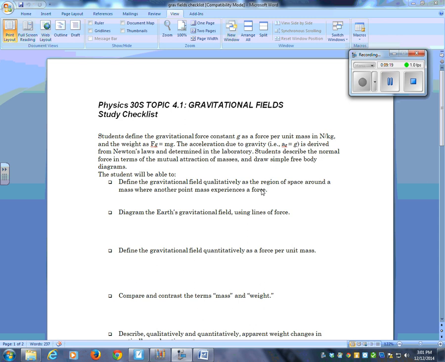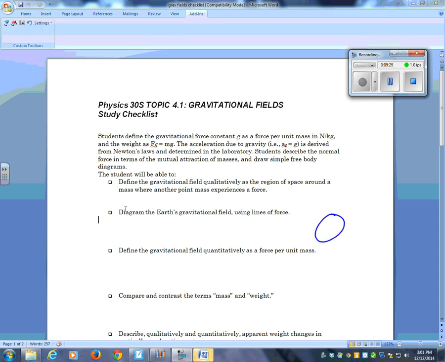Diagram the Earth's gravitational field using lines of force. So what I'm talking about is this picture here. Do that. Remembering that the closer the lines are together, the stronger they are. You mean the closer they are to the center? No, I mean the closer they are to each other, like here. Remember how close they are there compared to there? We talked about that. The closer, the stronger, right? Yeah.